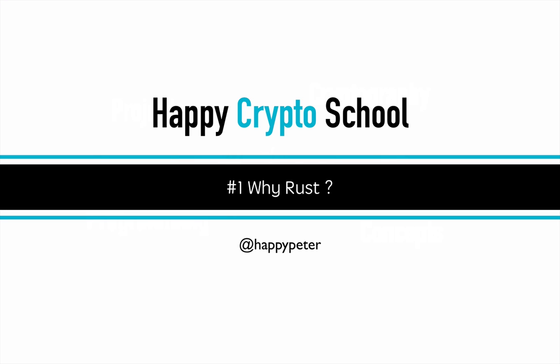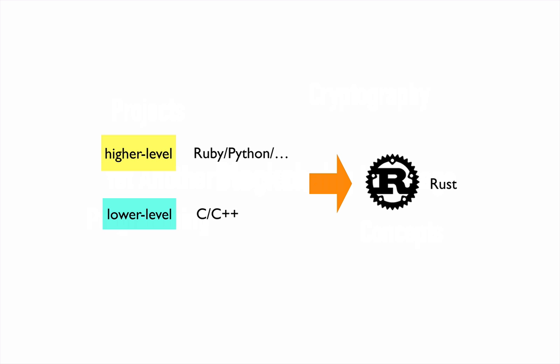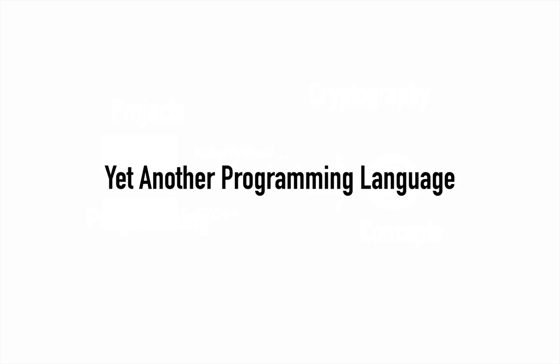Rust is a new programming language released on May 15, 2015, providing an alternative to C or C++, but also higher level languages. So the obvious question is, why yet another programming language? Now we are going to give the answer by showing Rust's true strengths.